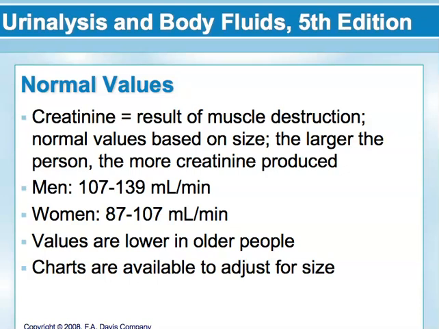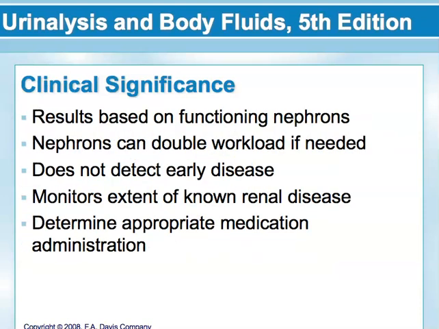So men's normal range is considered 107 to 139 milliliters per minute because they naturally have more muscle than women. And for women, the normal range is 87 to 107 milliliters per minute. Values are also going to be lower in older people because they generally will have lower muscle mass. And there are charts that are available to adjust for size.